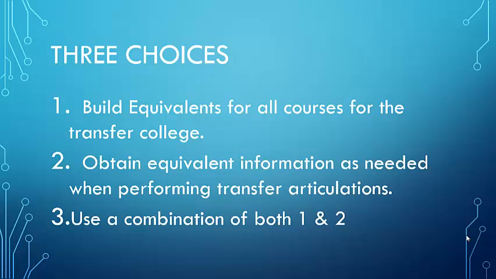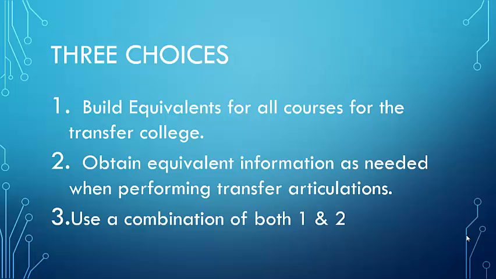Number two, you can obtain equivalent information as needed when performing transfer articulation. And I'm going to show you an example of that. Like I get a student's transcript in and I want to be able to enter that student's transfer work. When I start to enter it, if I see courses do not have an equivalent, then I'm going to request that information so I can complete that articulation on that student.